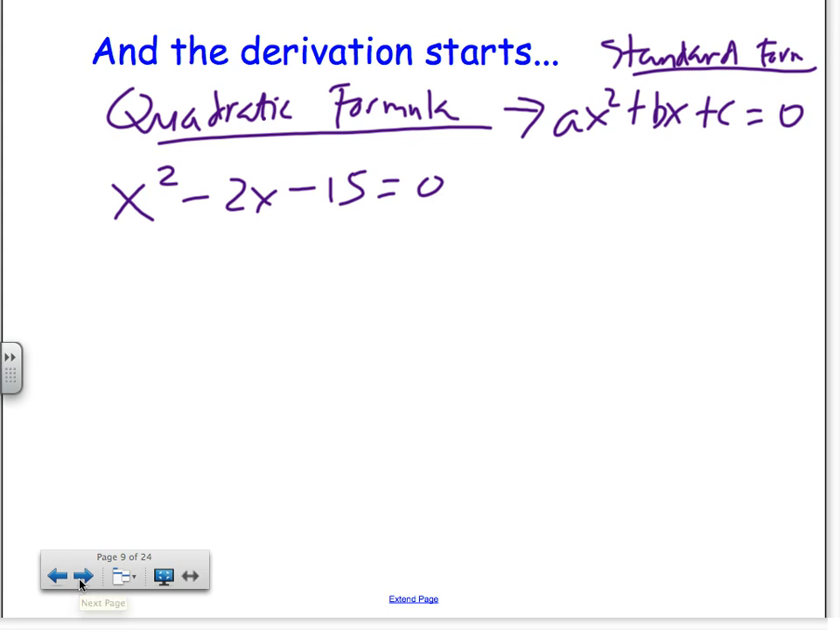So I always check to make sure that I have everything on one side in order, and that there's a 0 on the other side. Okay, so always check for orderliness before you start solving. And of course, check to make sure that I have everything there.